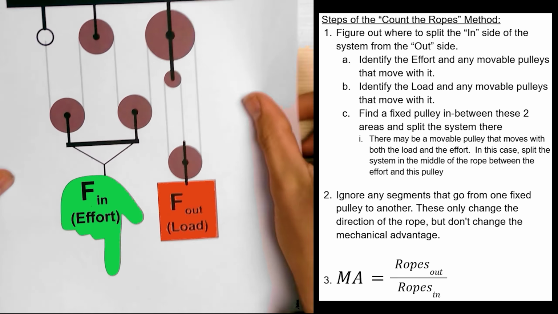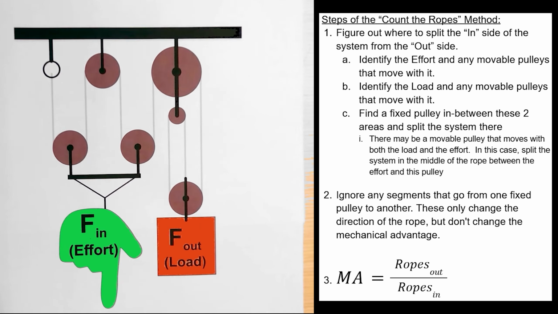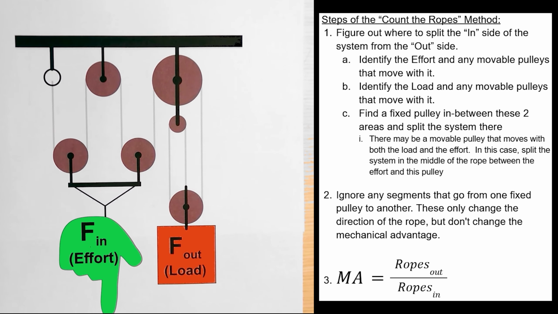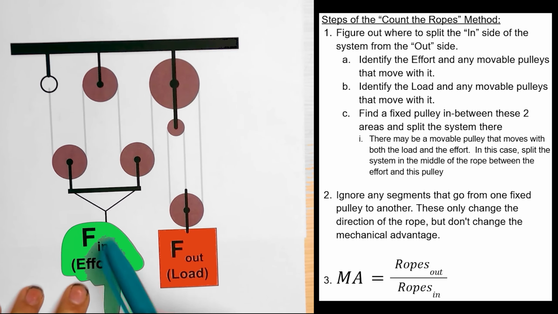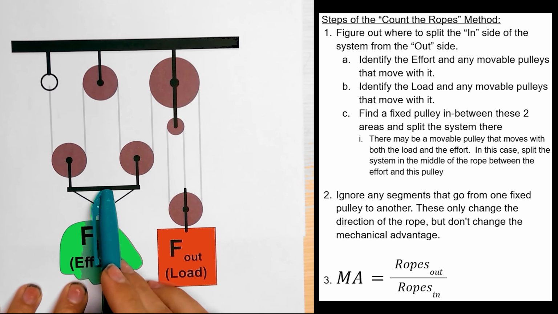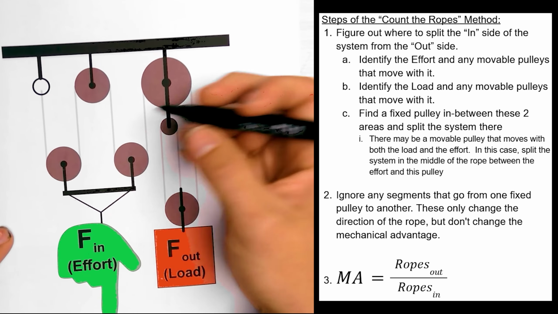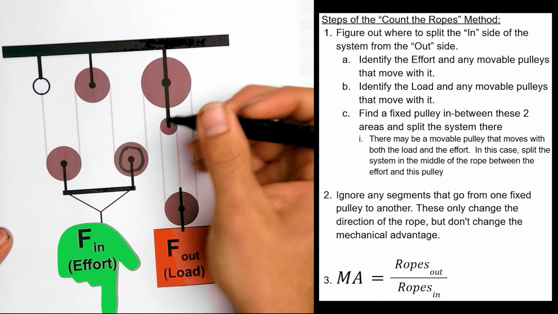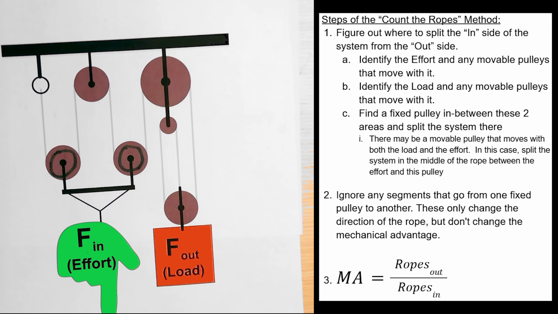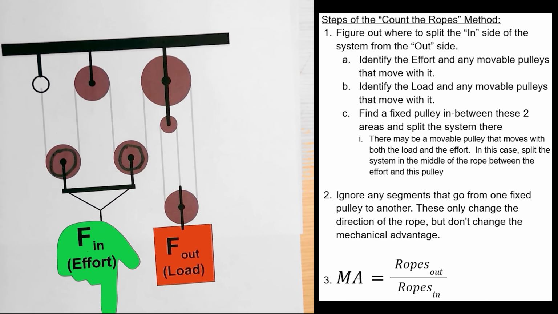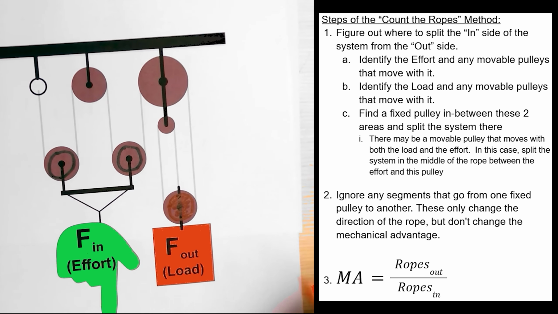All right, last example. We're going to look at this monstrosity. Let's go through the steps. So identify the effort as well as any movable pulleys that go with it. All right, so we've got the effort here. It's connected to this bar that's connected to both of these guys. So since they're connected, we're going to say those are definitely team effort. All right, now we're going to identify the load as well as any movable pulleys that move with it. All right, so we got load. This movable pulley is team load.